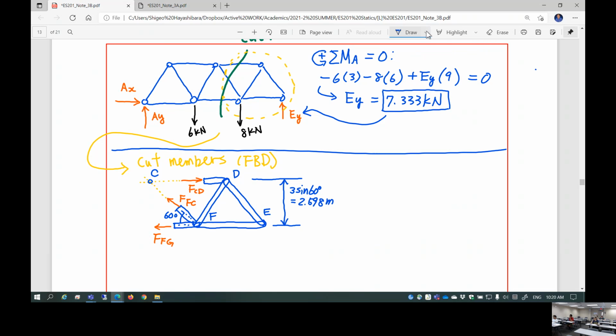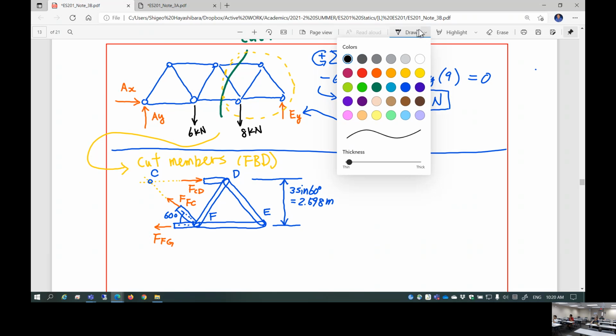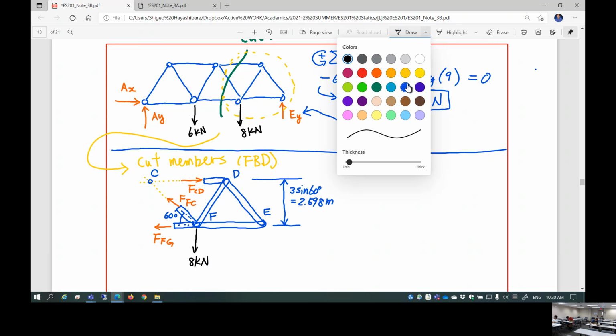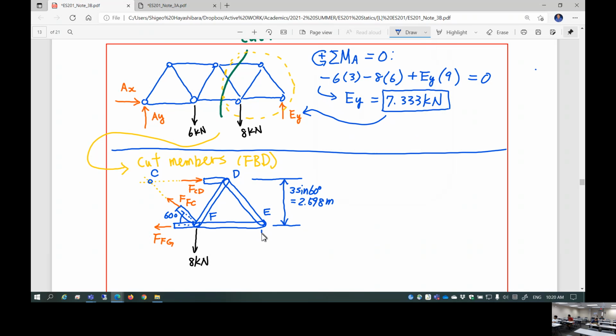What else do I need? Oh, external loading, don't forget, okay? Well, you're applying external loading at joint F. This is 8 kilonewton. Okay. And also, you found the EY, which is the support reaction, you already know. This is EY, 7.333 kilonewton. That's right. Not that much. So you have two forces here at joint F and E. You want to know those three unknowns.